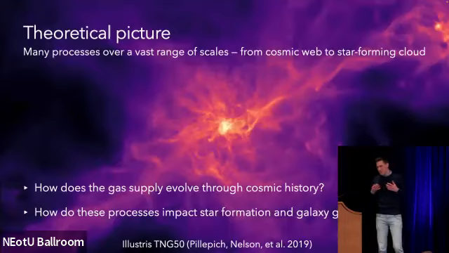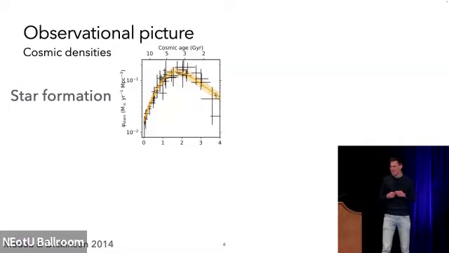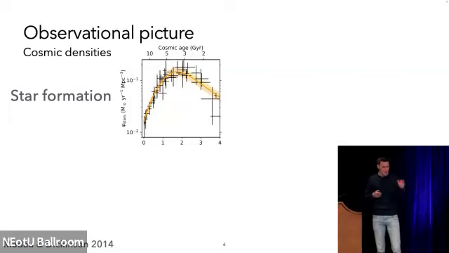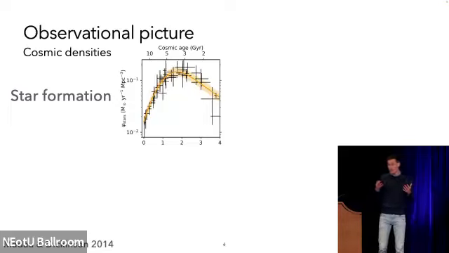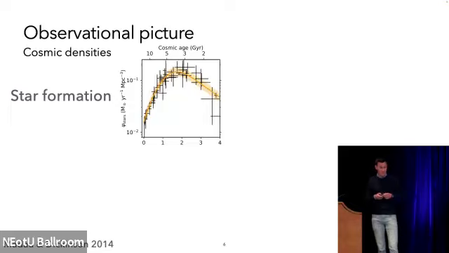So now let's move to the observational constraints that we actually have. I'm showing you here a very well-known plot. This is the cosmic star formation rate density, maybe a slightly different representation than you know it. But we've known for some time now that the star formation rate density in the universe increases from high redshift to a peak at around cosmic noon between redshift 1 to 3, and then declines by almost an order of magnitude to the present day.